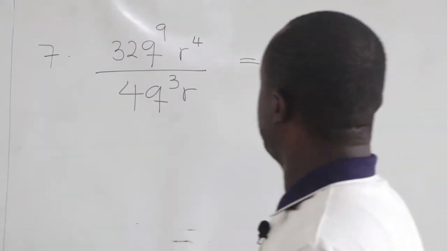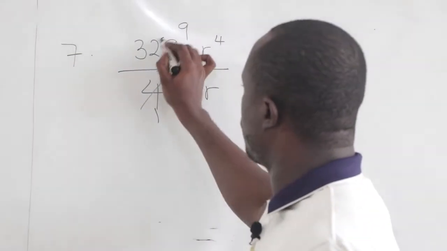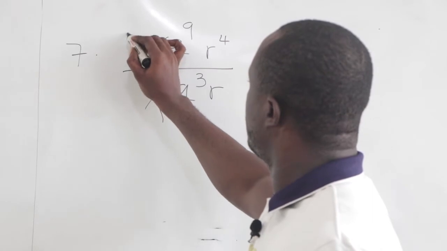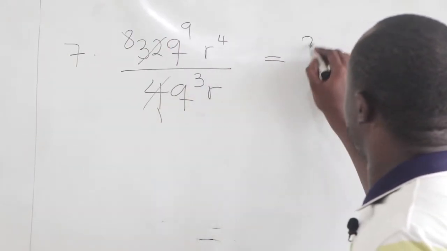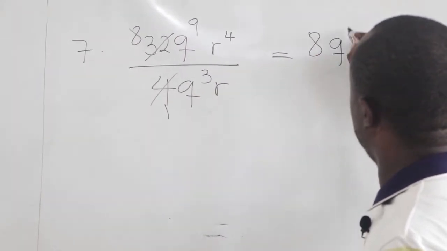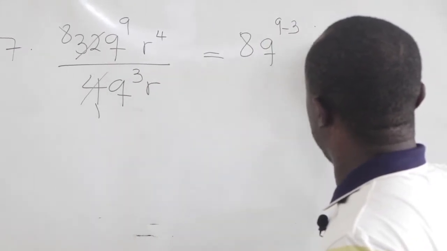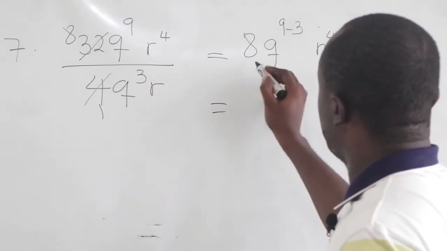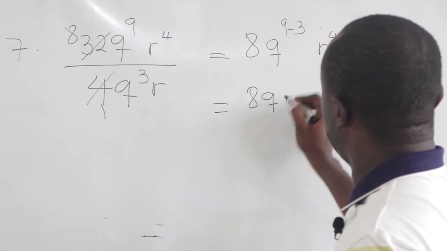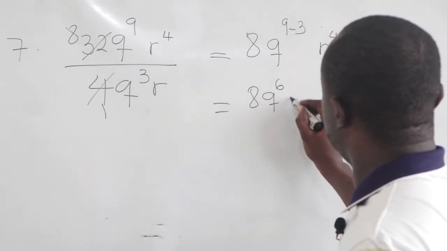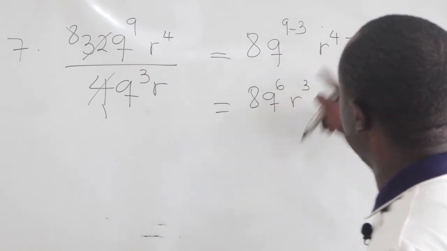Let's see question number 7. Clearly 4 goes into 32, that is 8 times. So you have 8k^(9-3). Then here we have r^(4-1). And this is 8k^(9-3), this is 8k^6, and then r to the power 3, 4 minus 1.